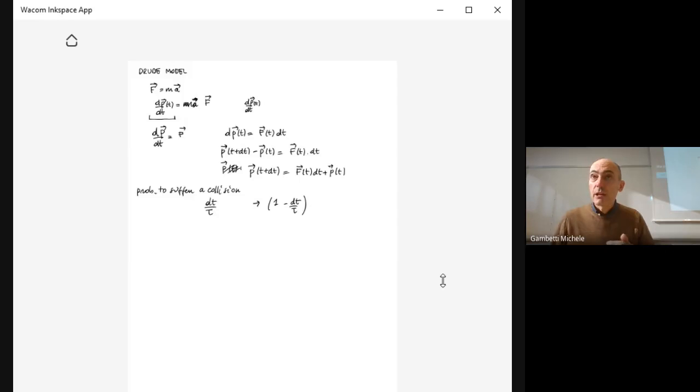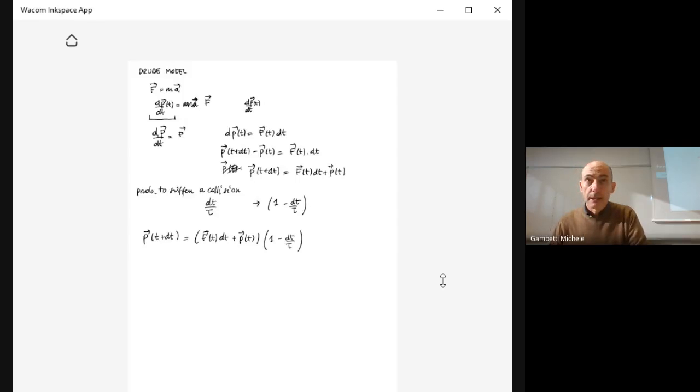At this point, we may include this contribution into the equation. So p at time t plus dt is equal to F at time t times dt plus momentum at time t multiplied by 1 minus dt divided by the relaxation time. So writing this is a way to say only the electrons that do not suffer a collision will follow the second law of dynamics, taking into consideration momentum and force at time equal to t.